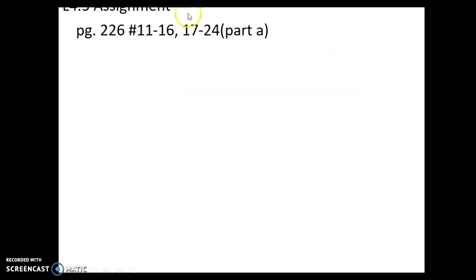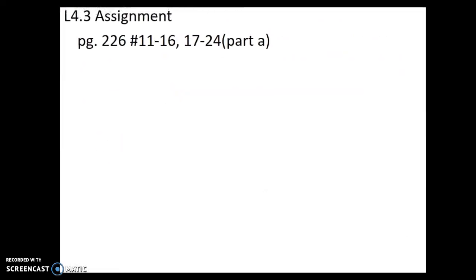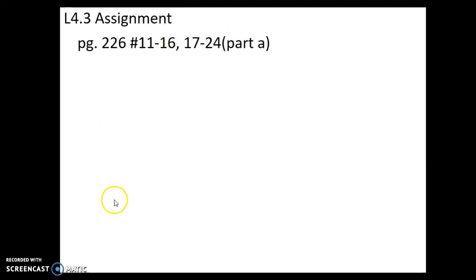So what we're doing for your assignment is a mix of identifying which type it is and knowing how to calculate it once you know which type it is. So good luck.